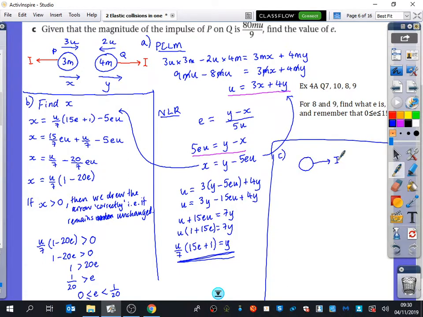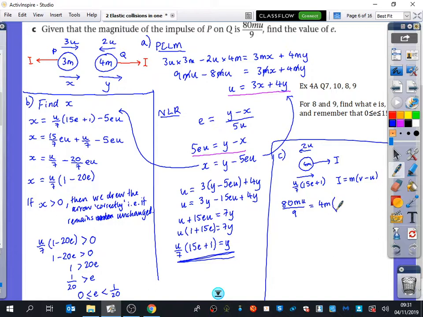Again, we've got the impulse, we've got this is 2u, and the speed to the right is y, which is u over 7, 15e plus 1. And we want to work out the impulse. Well, they've told you that the impulse is 80mu over 9, and that will be equal to, if we remind ourselves, I is m(v minus u). So the m is 4m, so that's 4m.